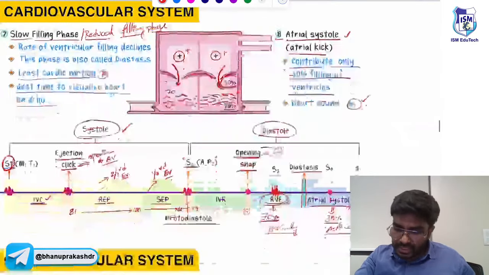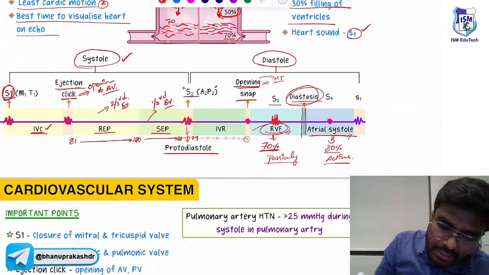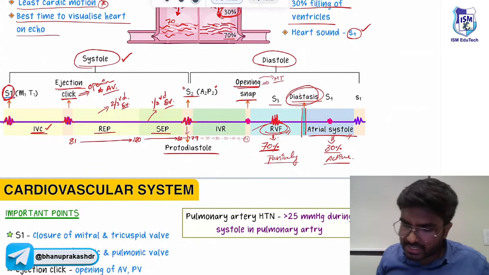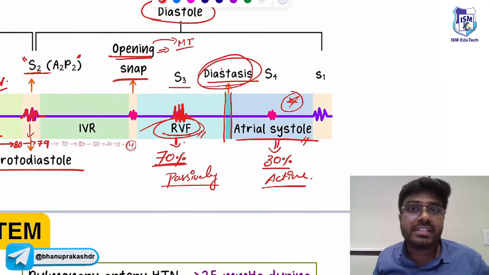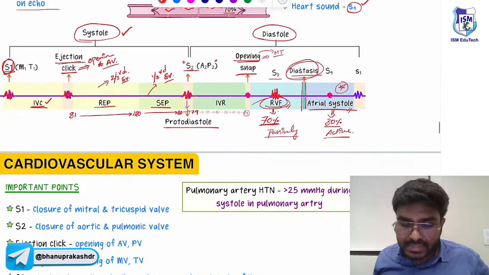So the slow filling phase is also completed. The slow filling phase is also called diastasis. After diastasis, what will happen again? Atrial systole, which we have already discussed. So at the end of the day, I have discussed everything.